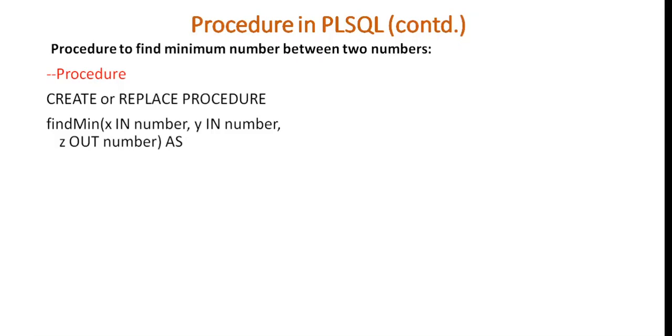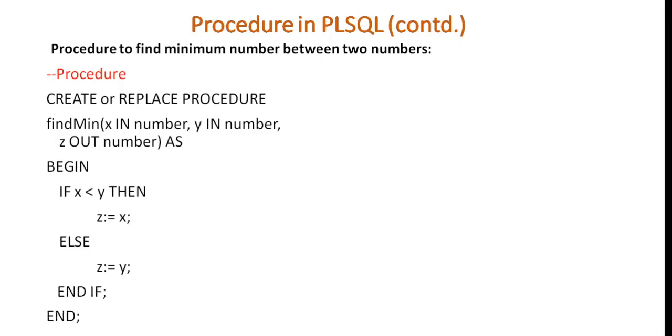Okay, out. Here z is an out parameter, which means z is a variable used to return a value. Okay, it is a standalone procedure. Now in the begin section we are writing the logic of finding the minimum number. If x is less than y, then z is equal to x. Simple, we are assigning the minimum parameter to z, which is the output parameter, else z is equal to y. End if and end. This is a simple procedure to find the minimum number.